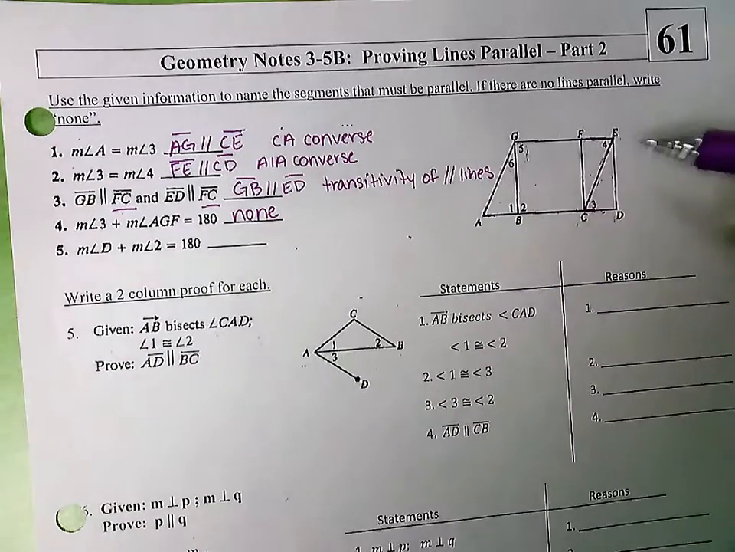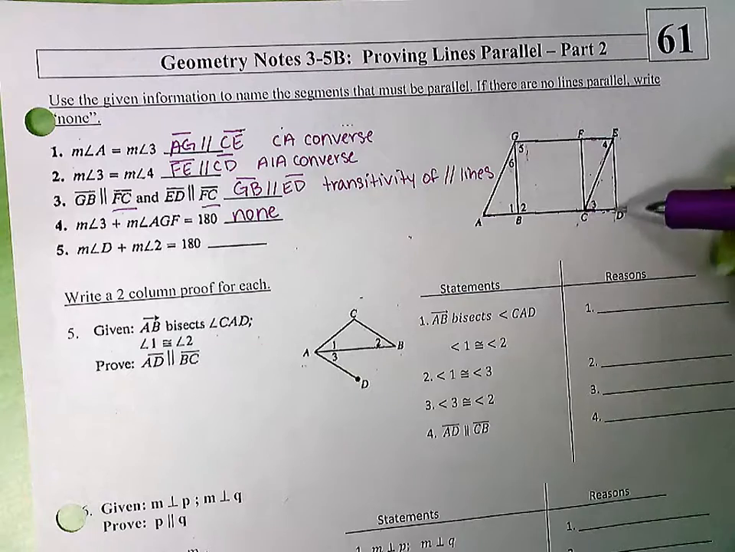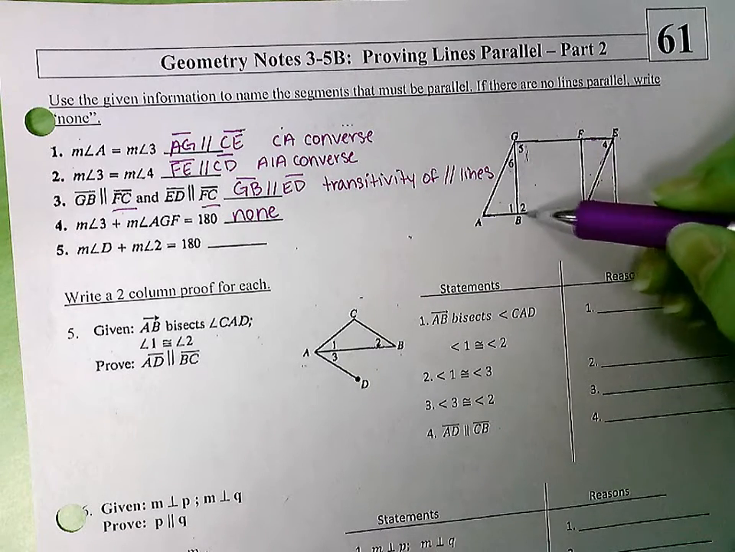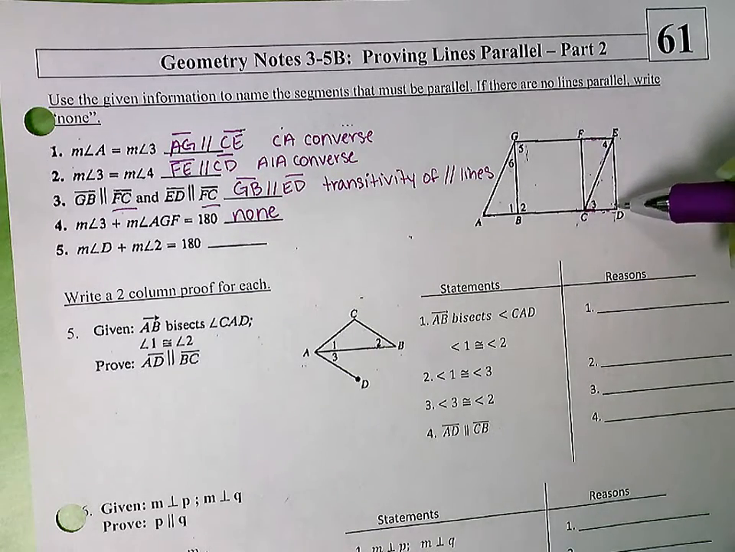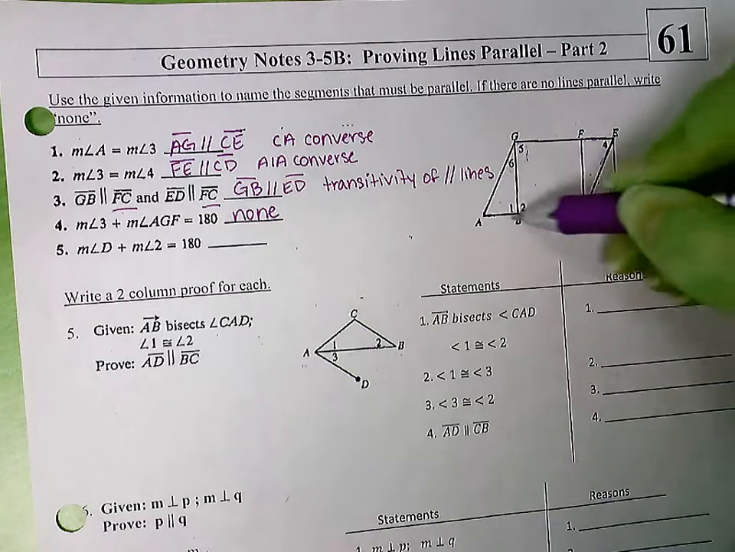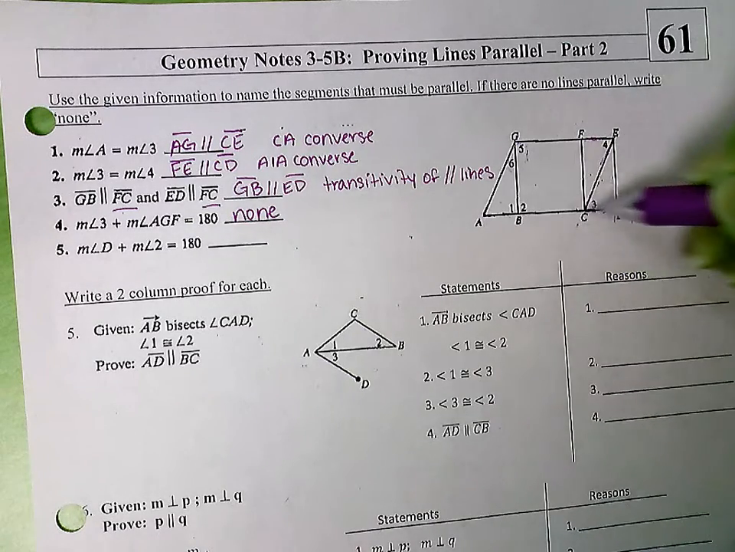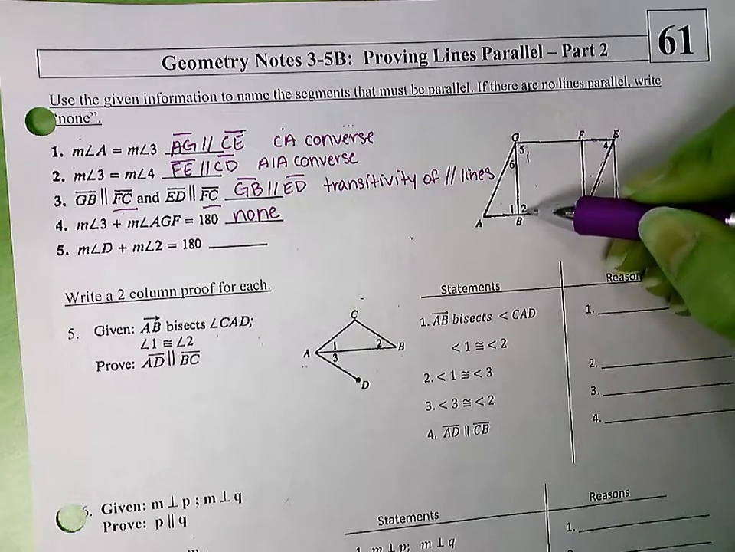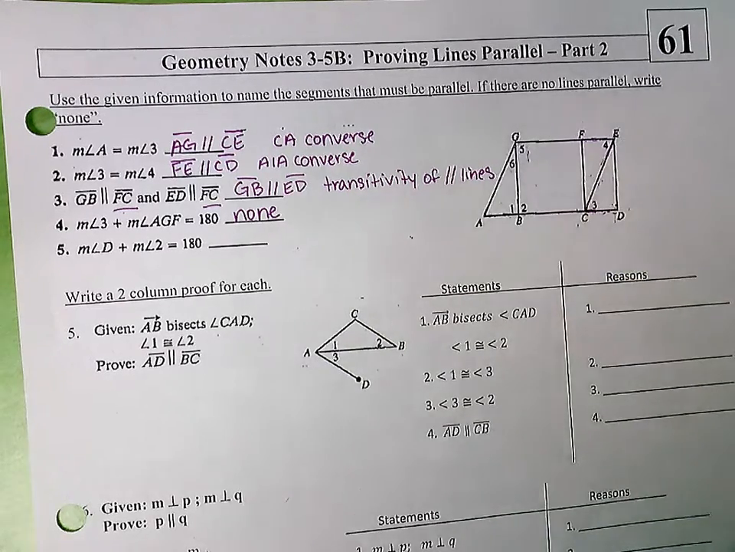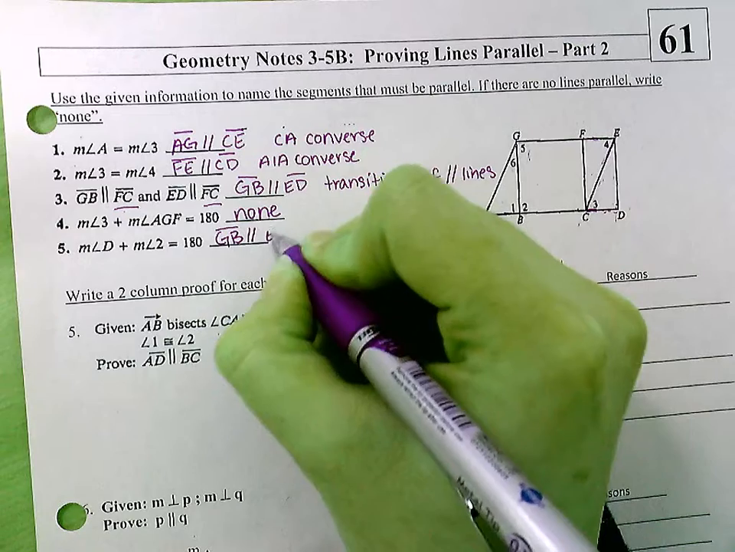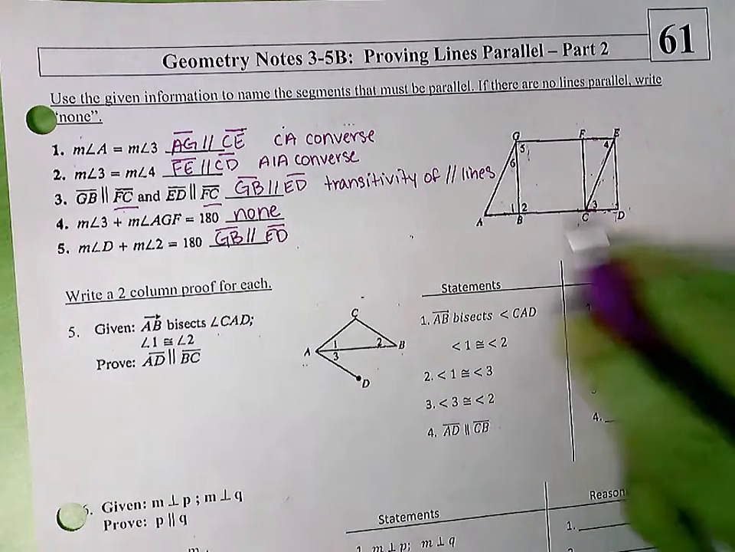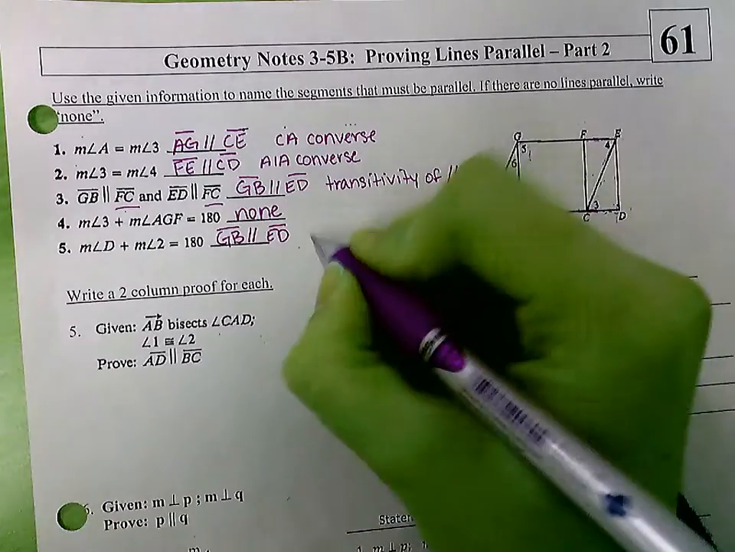Number 5, we're looking at angle D plus angle 2. Those two equal 180. They do share a line in common. They share that bottom line there, BD. So the other line that makes up angle D would be ED, and the other line that makes up angle 2 would be GB. So those two lines have to be parallel. Then what type of angles are those two? CIA converse. Yes.